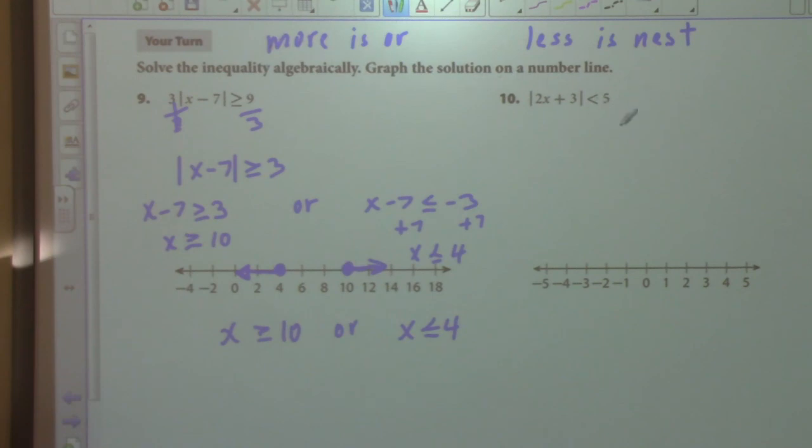Okay, so now we're to less's nest. Let me show you how this works. We take away this, so we have 2x plus 3 is less than 5, and what goes over here is greater than negative 5. So what we have here is not or, we have a single interval wedged in between the 2 extremities.